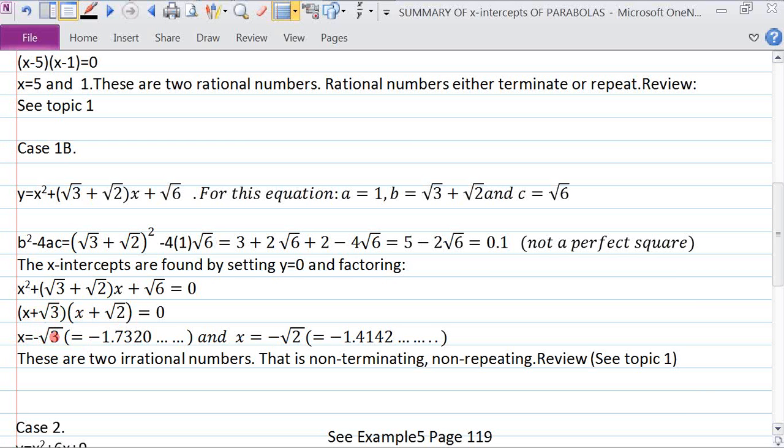If I solve this bracket, I get x is equal to minus root 3, which is approximately equal to minus 1.7320, and there's a lot of numbers here which don't repeat or don't terminate. The numbers keep on going. Same thing, x plus root 2, x comes out to be minus root 2. The root of 2 is 1.4142, and the numbers keep on going. So the numbers don't terminate and they don't repeat. You can review topic 1 for more information on this, both rational and irrational numbers.